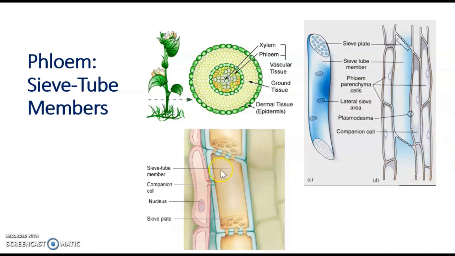Each sieve tube is connected to companion cells. Transport of substances in the phloem requires energy. One or more companion cells are attached to each sieve tube to provide this energy. A sieve tube is completely dependent on its companion cells.